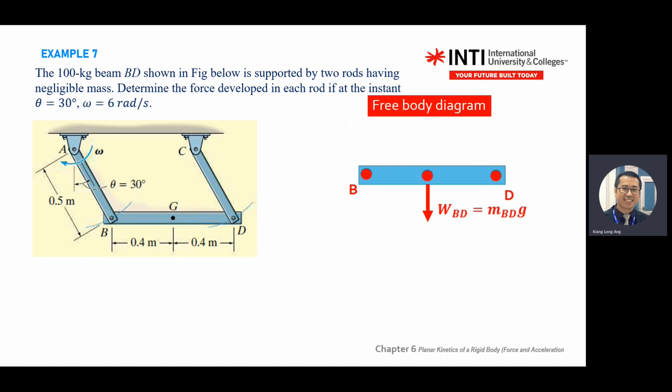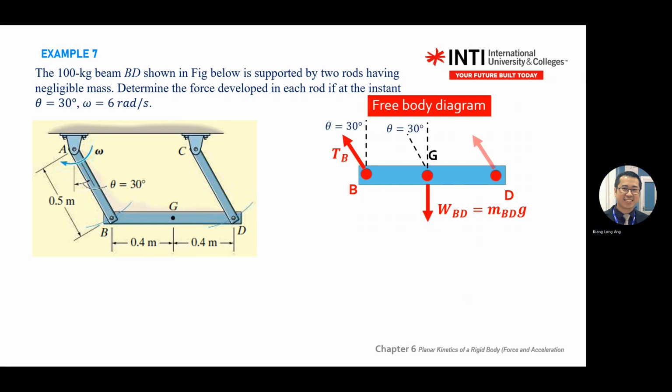So BD, again, G is given. When you draw the free body diagram, all the weight must go through the center of mass. W will go first. All right. Then the forces pulling at both ends will follow the link. In this case, will be 30 degree. Same with here, 30 degree. Okay. So, Tina, any questions so far? Okay.